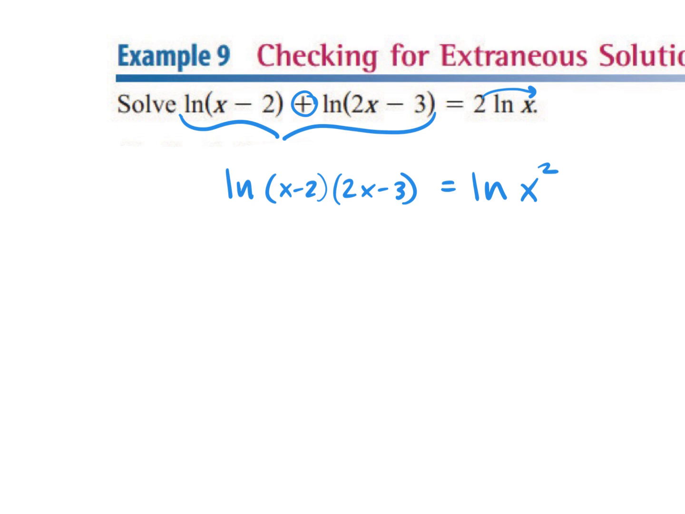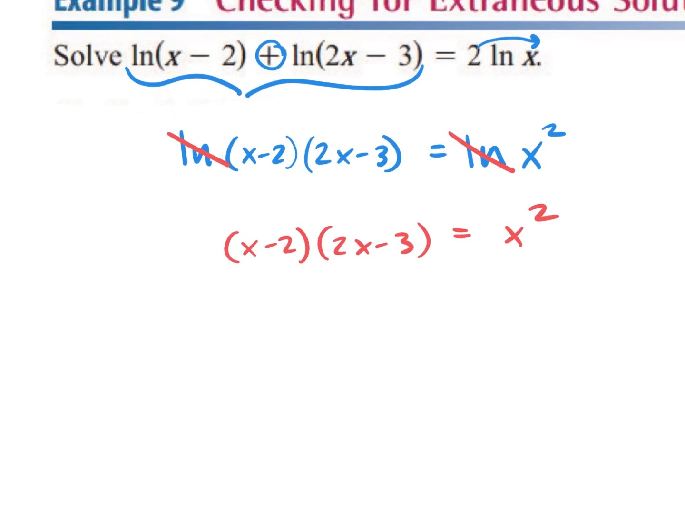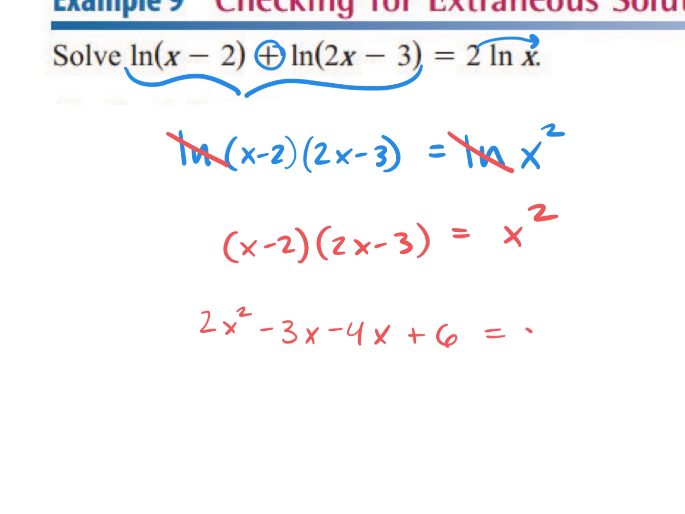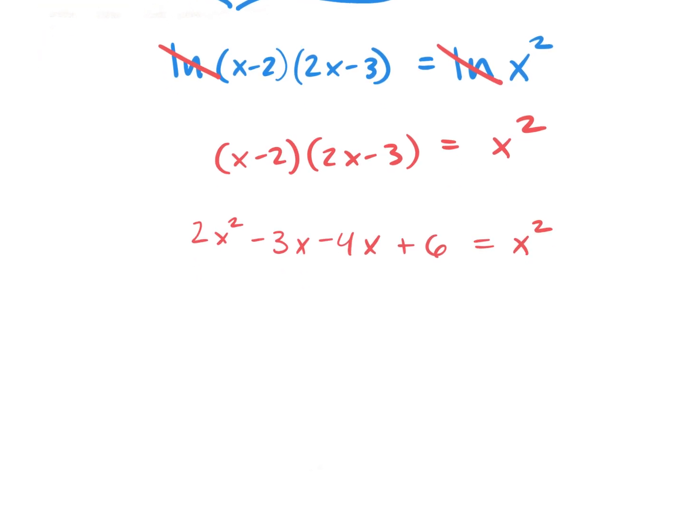Now that I have an ln equals an ln, I can cancel them out. So we get x minus 2 times 2x minus 3 equals x squared. Now we want to solve for x. So I'm going to have to FOIL the left side. So we get 2x squared minus 3x minus 4x plus 6 equals x squared. So 2x squared minus 7x plus 6 equals x squared.